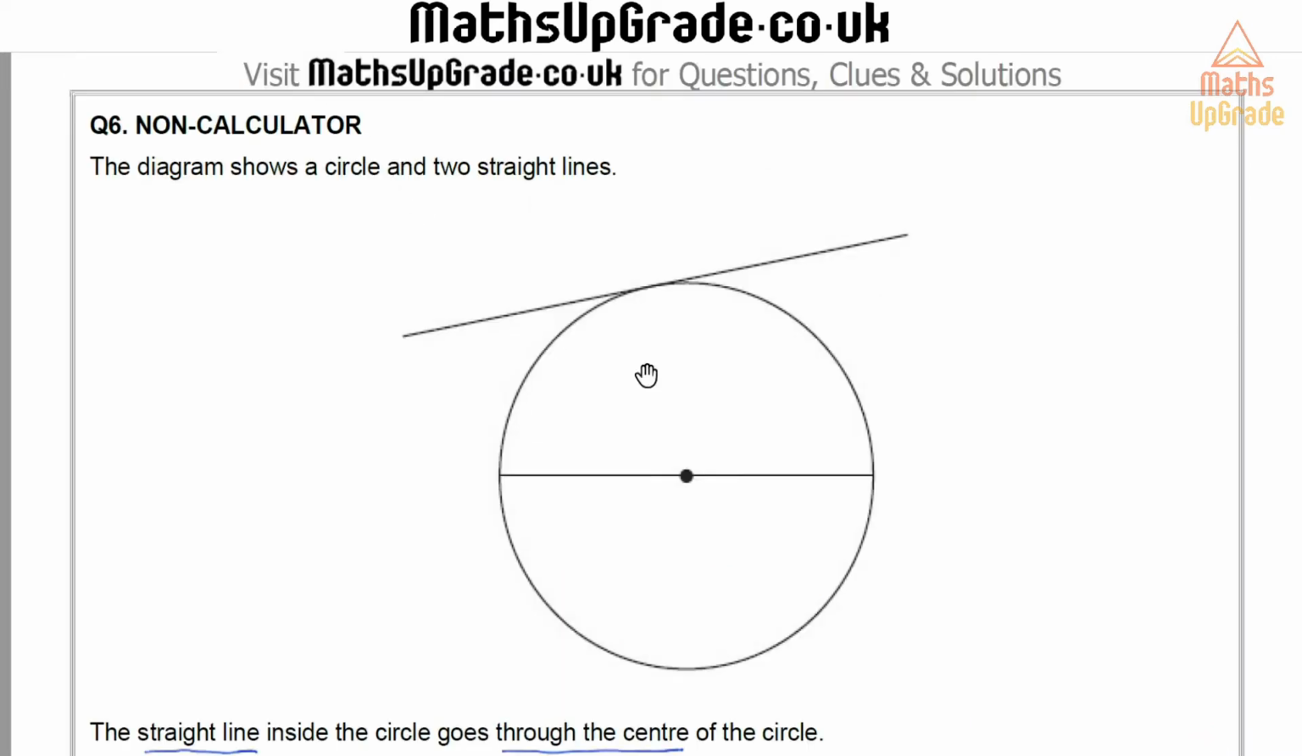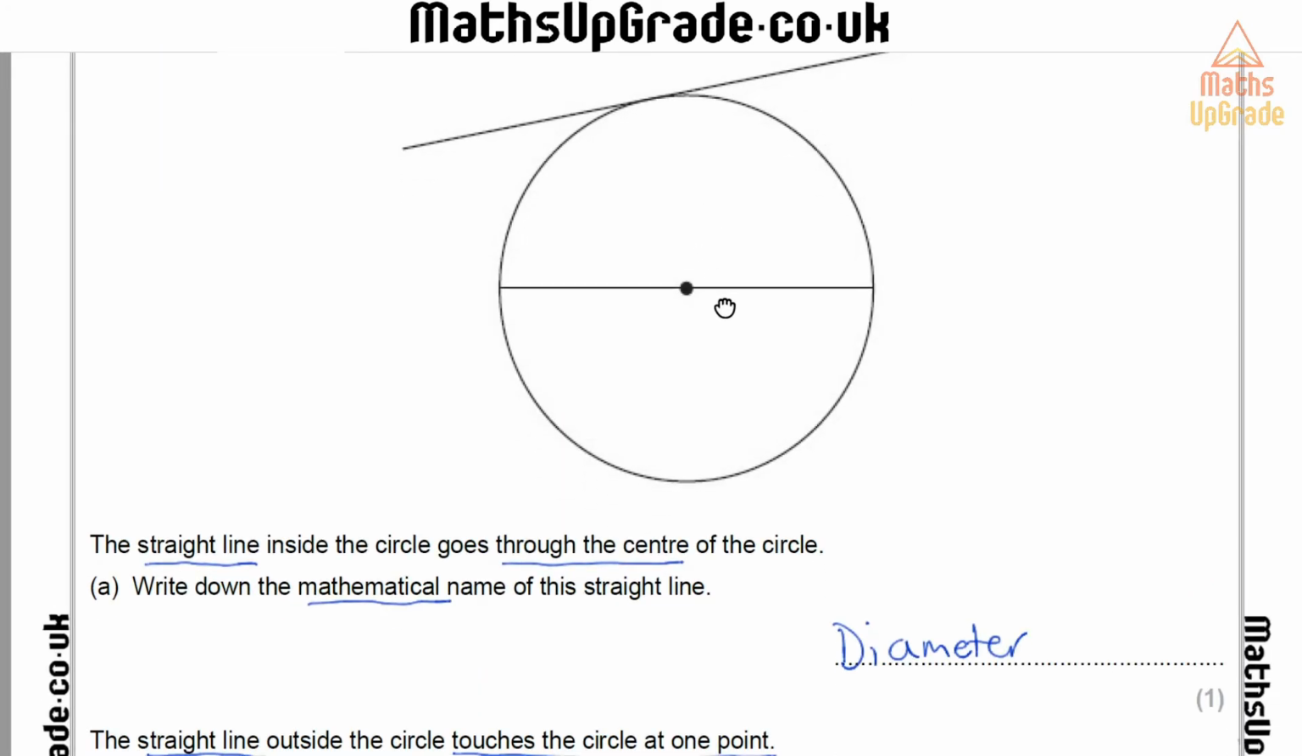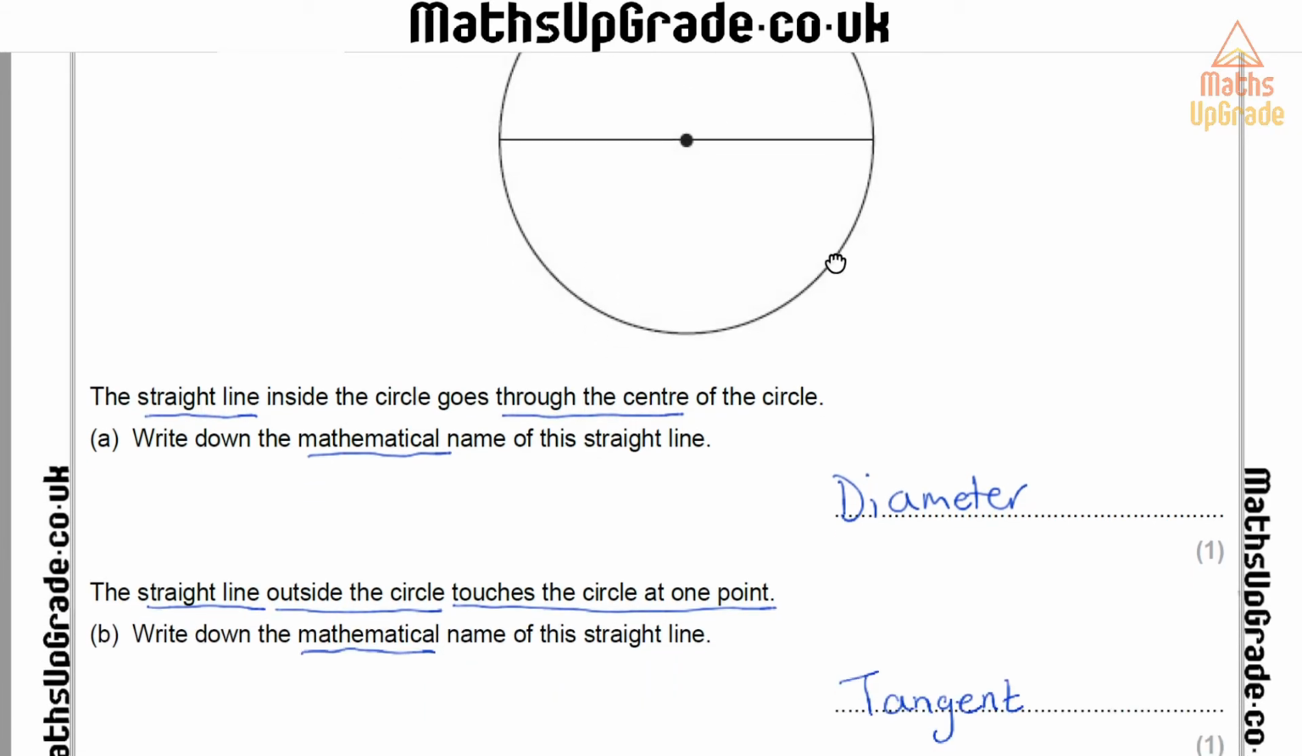Okay, so make sure you spell that word right, diameter there. And the second line, it's outside the circle, but it just touches the circle at one point. Write down the mathematical name of that line. So that line there is called a tangent. Again, spell it correctly.